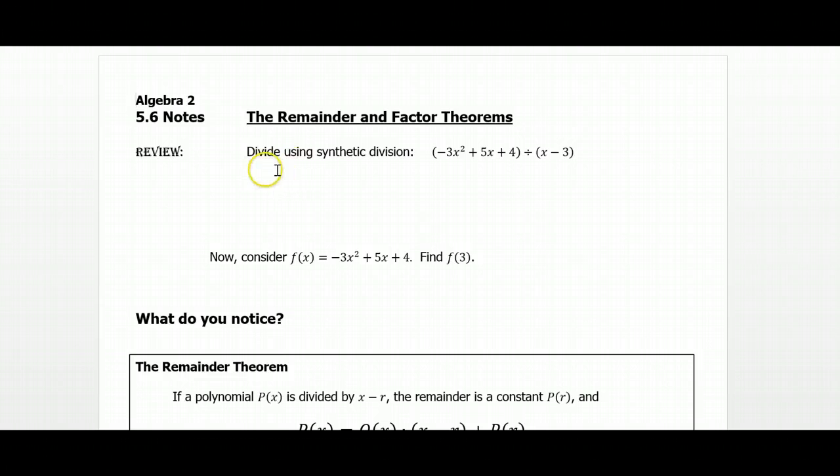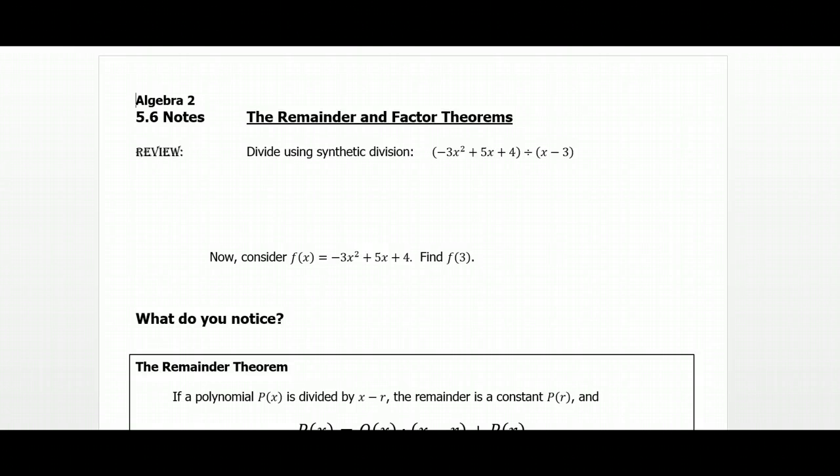Before we get into that, though, I just want to review a little bit of a concept that's going to be coming up a lot in this unit here, and that's something that we just did in the last lesson. And that is synthetic division. So hopefully, in the last couple of days, you haven't forgotten this.